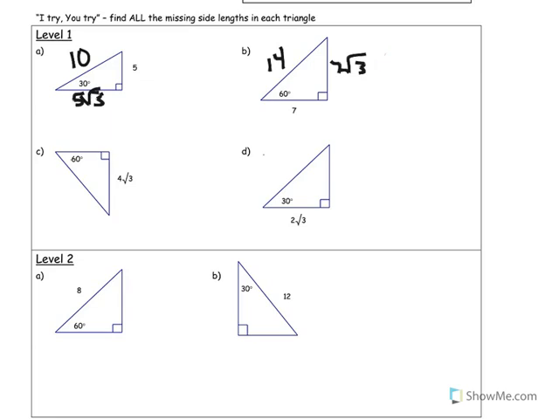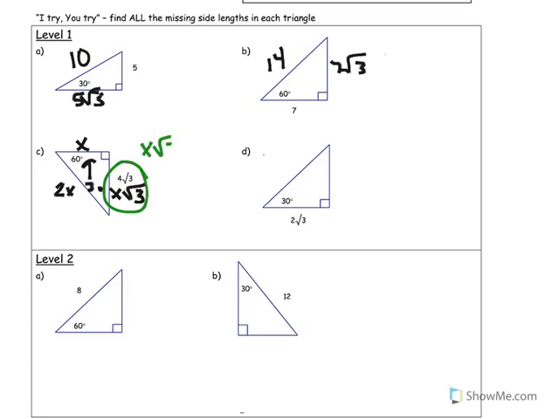So example C, it's a 30, 60, 90 triangle. Let's label the sides. If this is the 60, this is my 30. Across from the 30 is x. Across from the 60 is x root 3. Across from the 90 is 2x. I gave you information here.